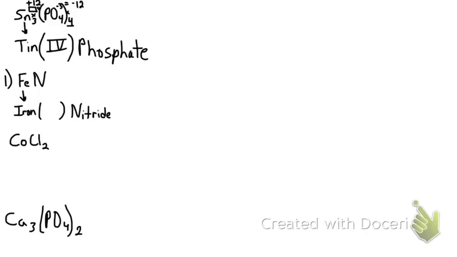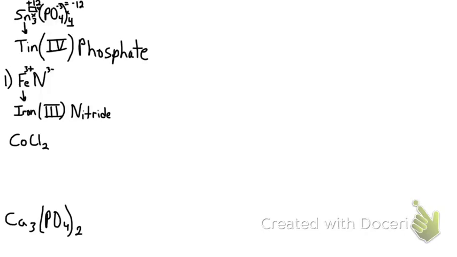Nitrogen is 3 spaces away to having a noble gas configuration. It wants to gain 3 electrons. If you gain 3 electrons, you become 3 negative. There's only one way in the world to cancel out a 3 negative. It is with a 3 positive. So this must be iron 3 nitride.